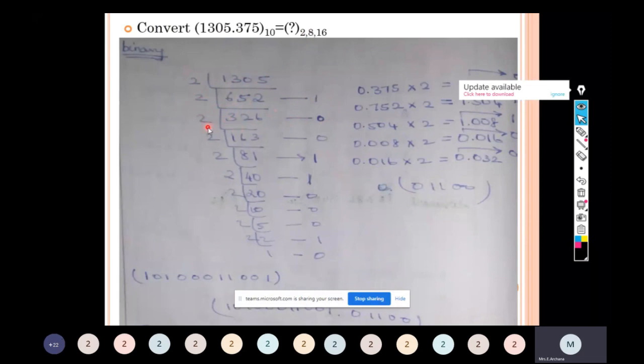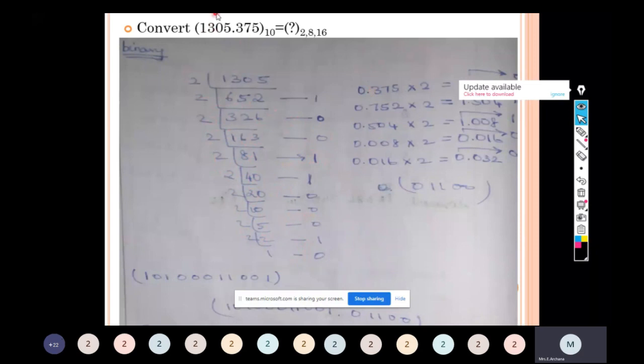326 is again divided by 2 will be 163. The remainder will be 0. Again 2. 8 2s are 16. 1 2 is 2. Remainder will be 1. Again it is divided by 2. 40 2s are 80. Remainder will be 1. 20 2s are 40, remainder will be 0. 10 2s are 20, remainder will be 0. 5 2s are 10, remainder will be 0. 2 2s are 4, remainder will be 1. So the value we have to write from down to top.